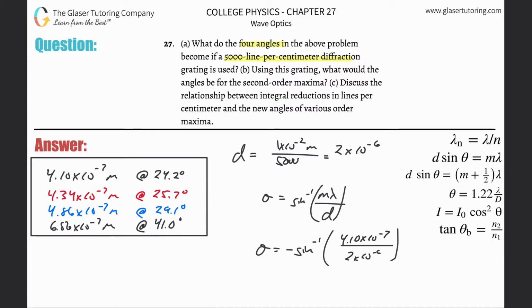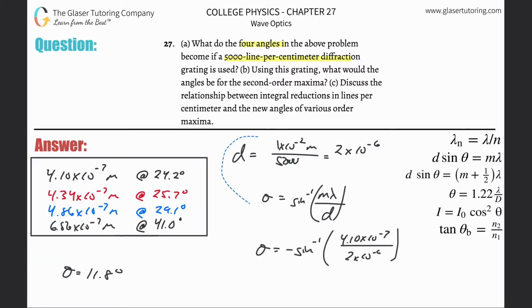We're just going to take out the calculator. Make sure your calculator is in degree mode, by the way. I was just doing calculus before, so thank goodness I remembered. So inverse sine of 4.1 times 10 to the minus 7th divided by 2 times 10 to the minus 6th. And here we get about theta equal to 11.8 degrees. So that now becomes the new value. That was for the first wavelength.